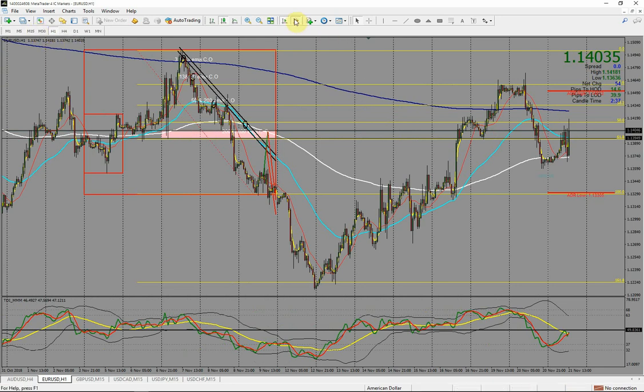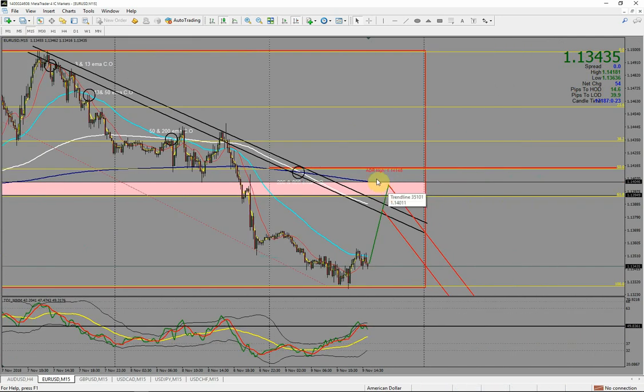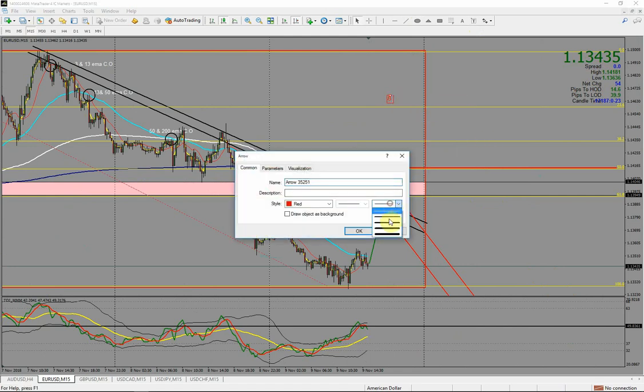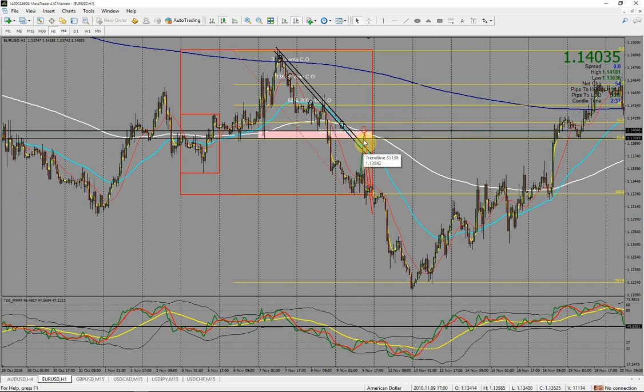On 15 minutes, it's 800. There it is, 800 there. Let me just put an arrow pointing south. Let me just change the size of that. So this is the point where the 800 moving average on 15 minutes is gonna converge with the actual candlesticks of the price. So the 800 on 15 minutes is going to be the 200 on 1 hour. There it is. And then 50 on 4 hours.